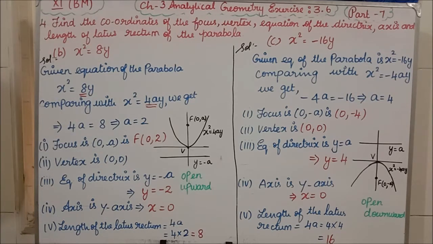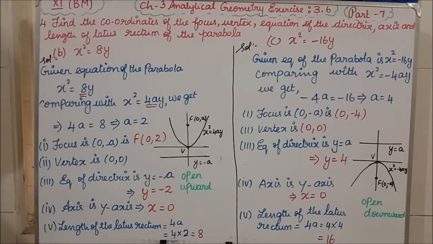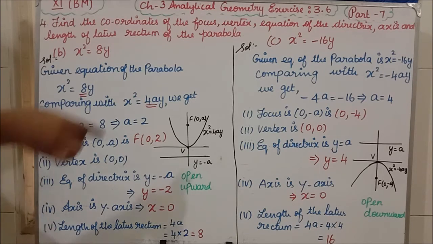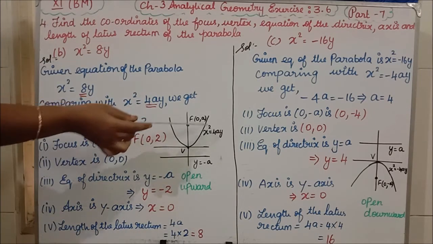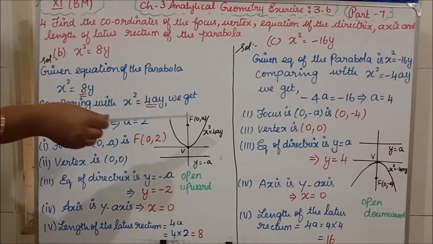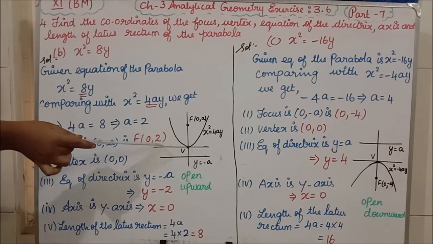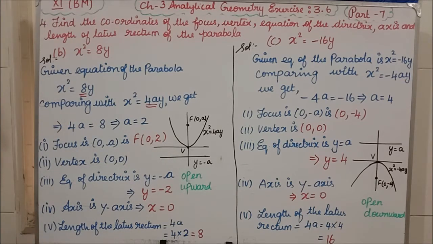Now the first thing they have asked is the focus. In open upward, the focus is (0, a), because for open upward the x coordinate will be 0 and only the y coordinate is positive. Upward means the y-axis is positive, isn't it? So the focus is (0, a). The a value we have got is 2, so instead of a we have 2. So the focus is (0, 2).